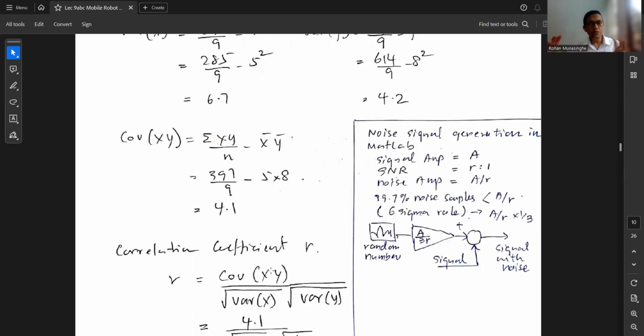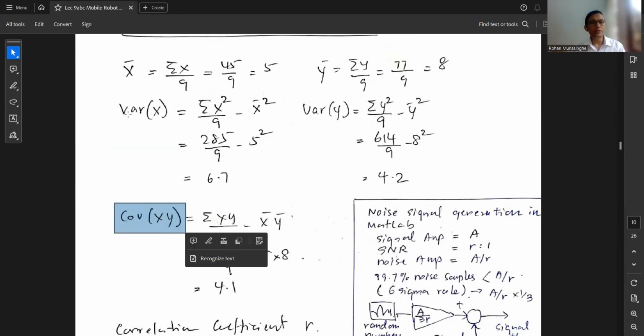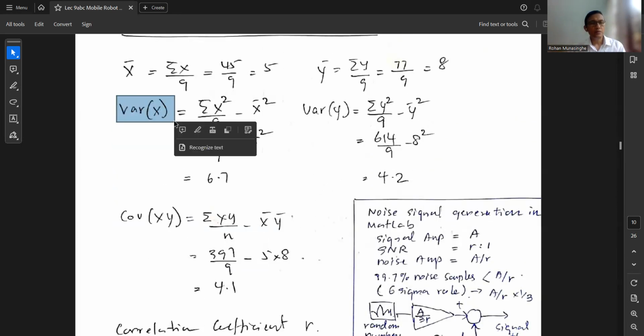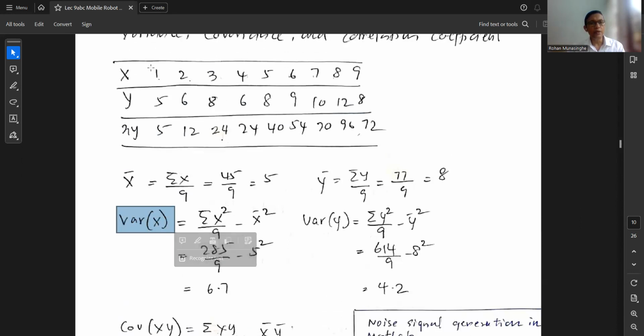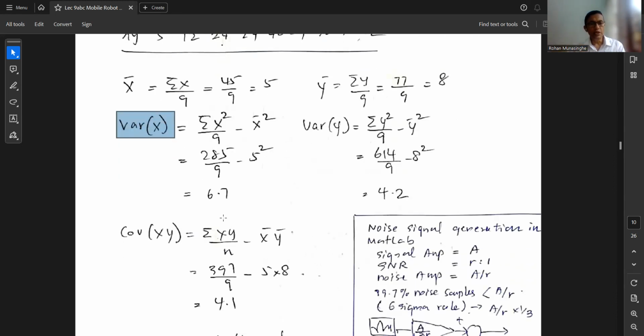Now, if you put these two together, you can get what is called the covariance. Earlier, it was variance, okay, with just one single variable. But now, if you combine X and Y together in this format, you can multiply X and Y, okay, and put it in here. Now, this time, it is the sum of products, X and Y, divided by number of measurements, minus X bar, Y bar.